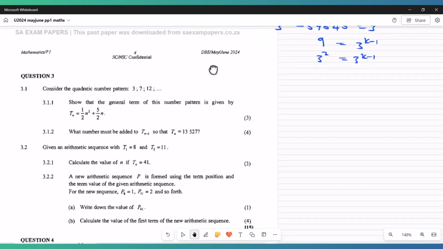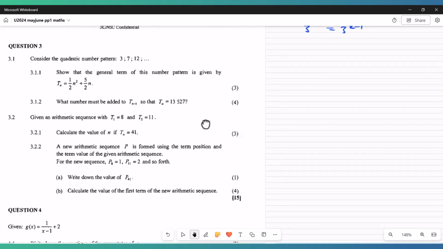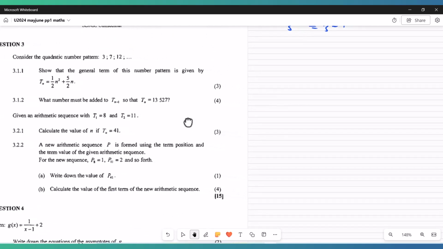That is question 3. Consider the quadratic number pattern. They gave us 3, 7, 12. They say show that this general term, so you need to find our Tn. Let's start out with this quadratic pattern here.